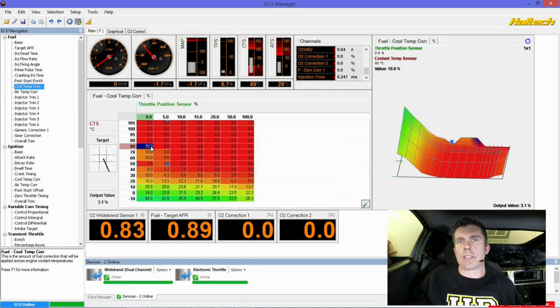So it's really important to make sure that in that area you expect the engine to run, you're not running into any of these cold start warm-up enrichment parameters.